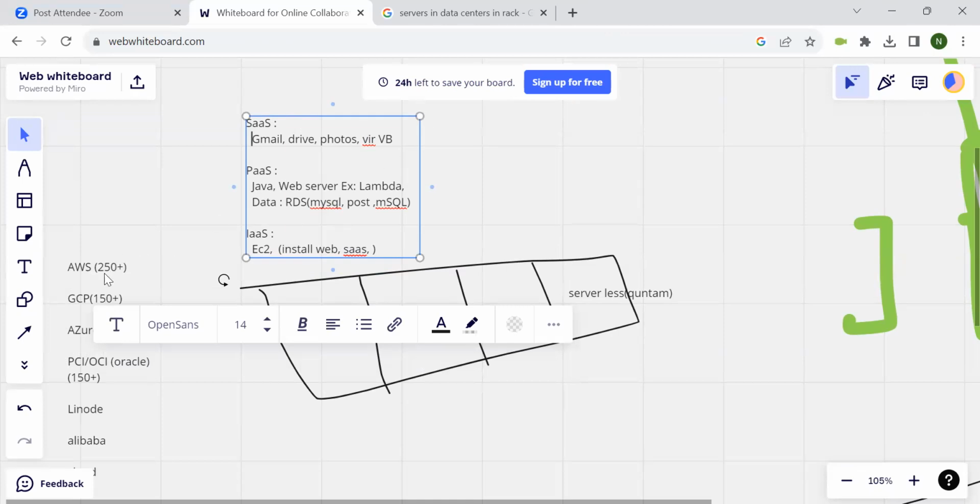The only difference is, for example, if AWS is giving 200 SaaS services, Azure would have given 100. That is the only difference. The major principles are not different. Okay, any questions, guys?